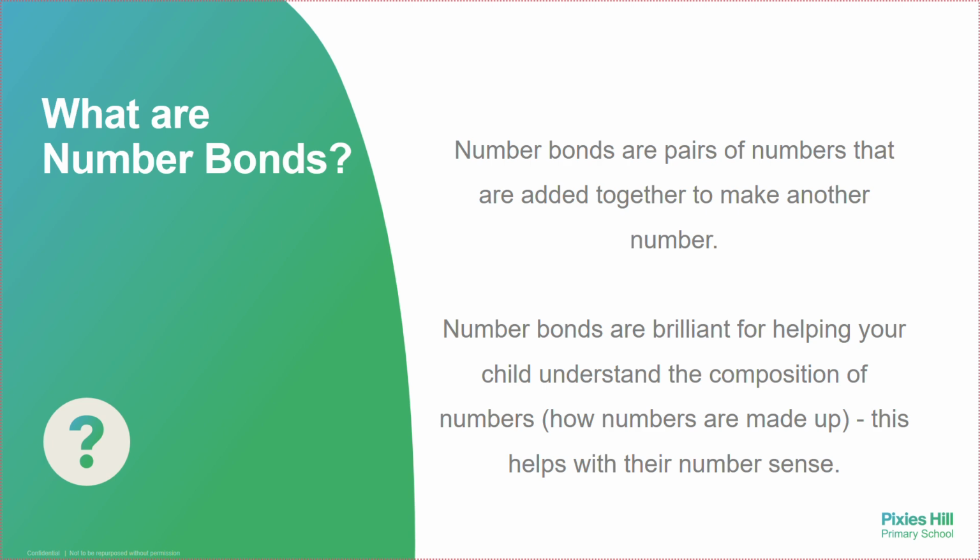Number bonds are brilliant for helping your child to understand the composition of numbers, so how numbers are made up, and this helps with their number sense. When learning number bonds, children start by looking at the whole, which could be, for example, 10, and then they explore how they can break it down into smaller parts to discover as many ways as possible that the whole can be partitioned. In reception, as we explore each number during maths, we look at the different ways to make that number. These are the number bonds.